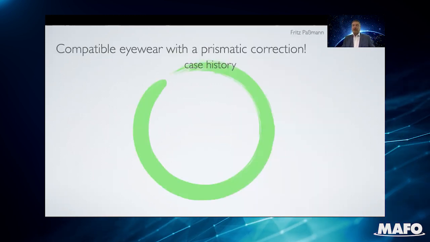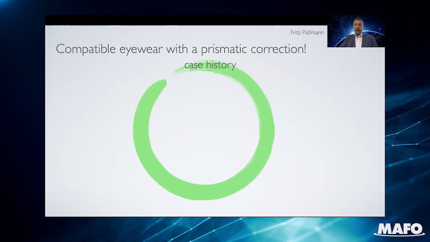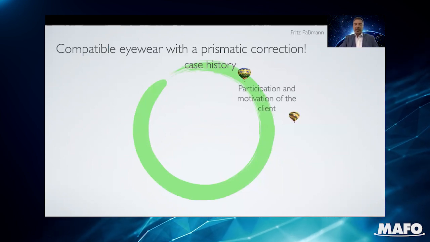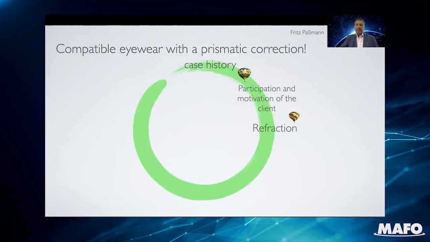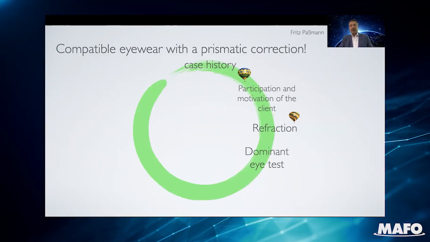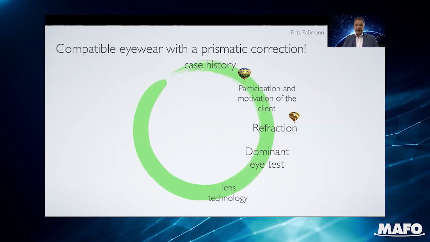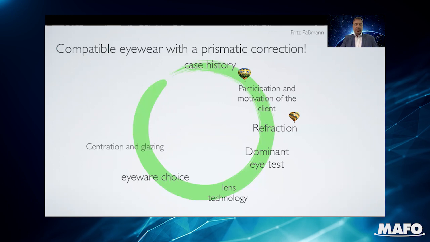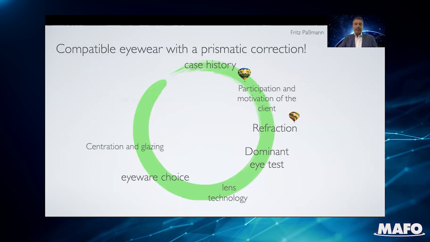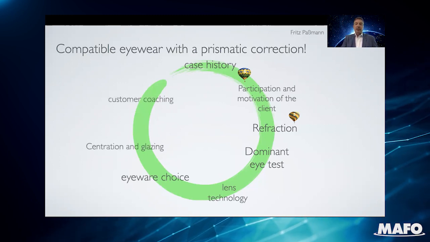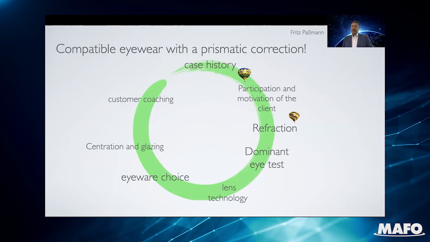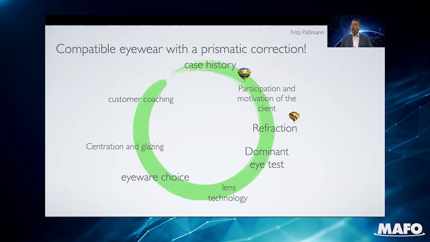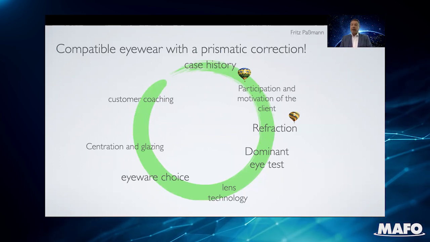All these factors are summarized here. The case history, the participation and motivation of the client, the refraction, the testing of the dominant eye, the lens technology, the eyewear choice, the centration and glazing, and at last, customer coaching. Success depends on each single point. The chain is only as strong as its weak link.